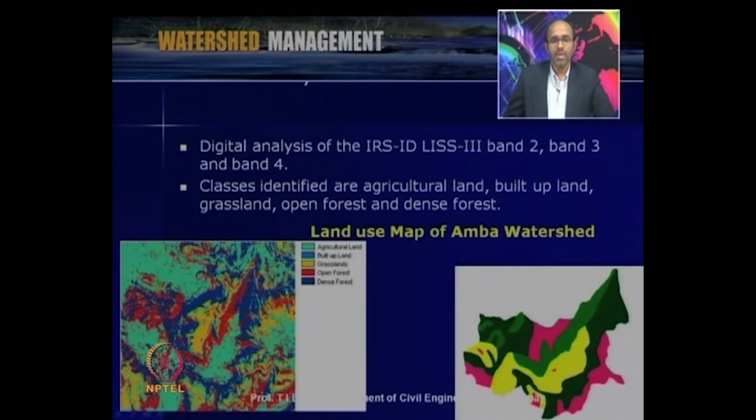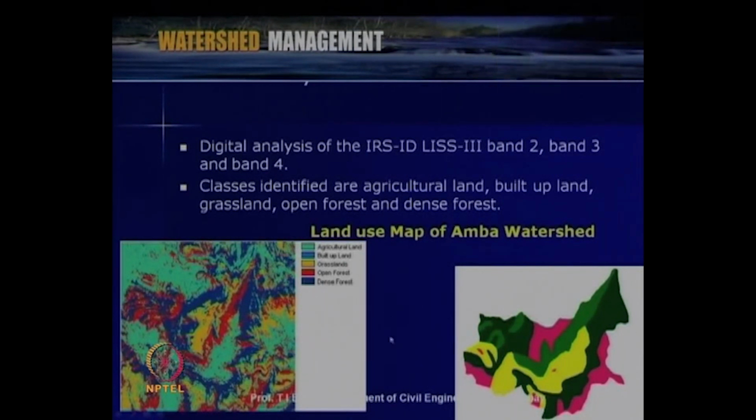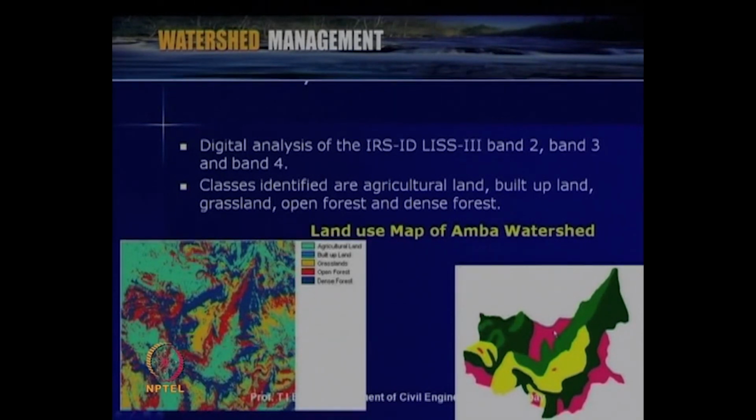So using the false color composition, now we have identified the various land use and land cover, and based upon that, for the watershed area the land use map is produced. Here we can see the green indicates agricultural land, blue indicates built up land, then this is grassland, open forest, dense forest.